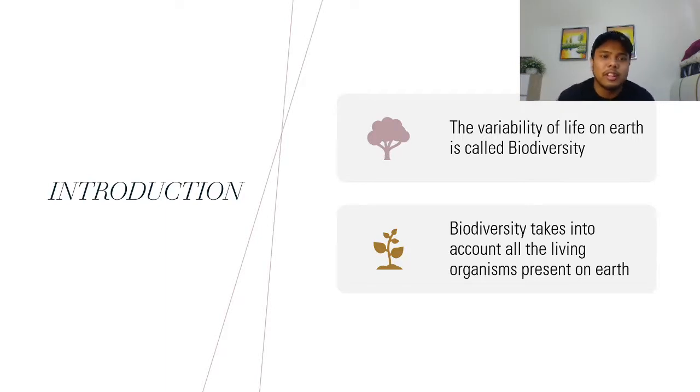So for the introduction, the variability of life on Earth is called biodiversity. Biodiversity takes into account all the living organisms present on Earth. Healthy and good biodiversity indicates a healthy and good ecosystem. So you got it. If we have healthy and good biodiversity, that means we have a good ecosystem. Hence, biodiversity is very important.